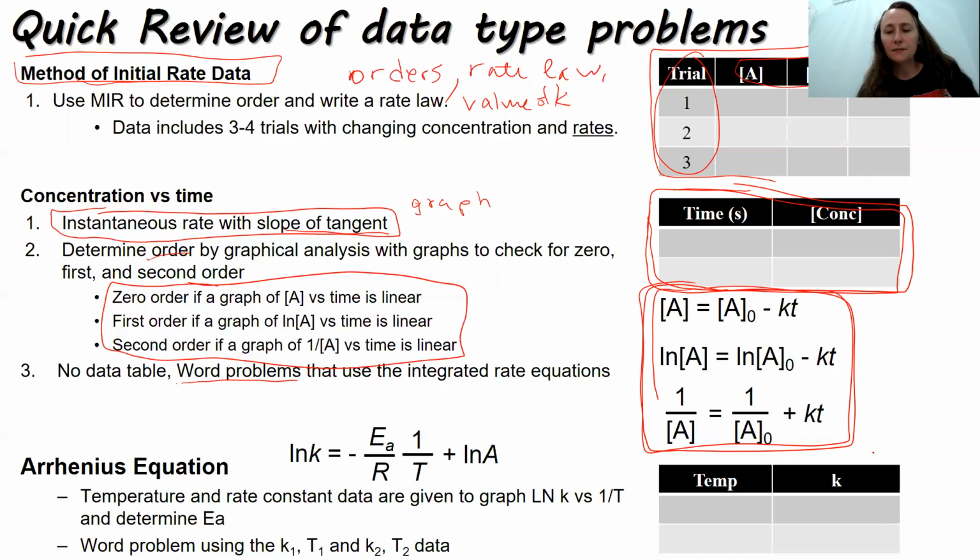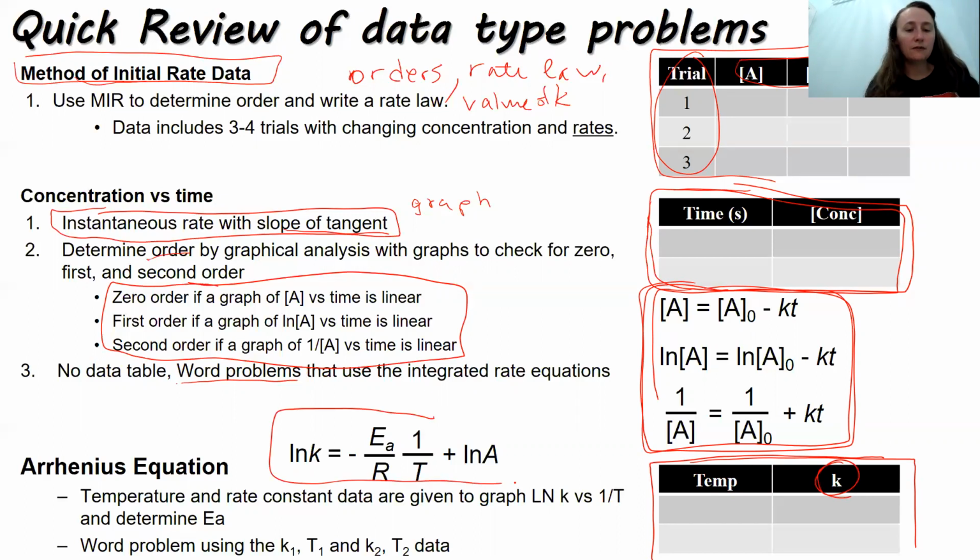And then our last type of data problem is when you have temperature, when you change the temperature and measure the rate or the rate constant of the reaction. So then you can use one form of the Arrhenius equation and graph it, and you can determine the energy of activation from the slope.